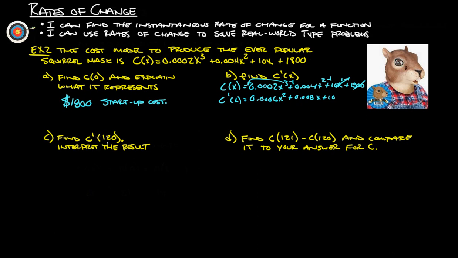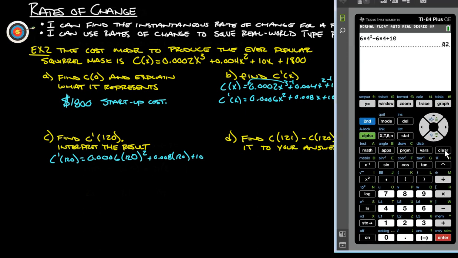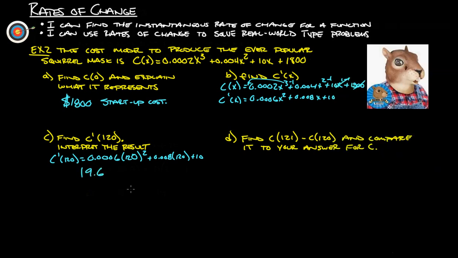So find C prime of 120 and interpret your results. So C prime of 120. We're going to basically plug 120 in for those x's, right? So C prime of 120 is going to equal 0.0006 times 120 squared plus 0.008 times 120 plus 10. So we pull up our calculator and away we go. Let's double check and make sure I typed that all in right. That looks right. We get 19.6.